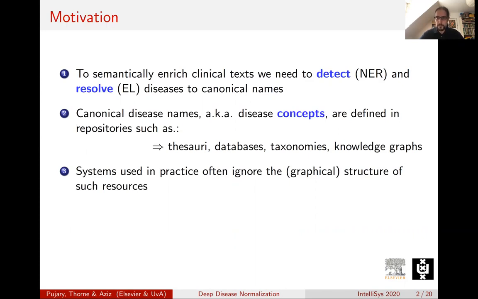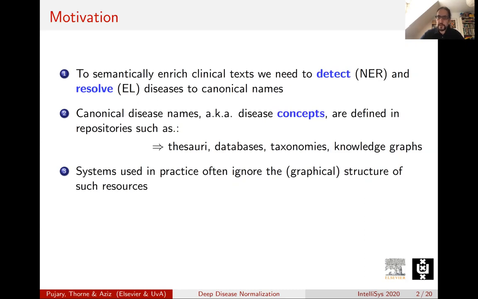And these entities will be resolved to so-called canonical names, which are standardized descriptions that uniquely specify a unique disease. They are also known as disease concepts, and they are defined in manually curated repositories known as thesauri or taxonomies, but sometimes they are also found in databases and knowledge graphs.